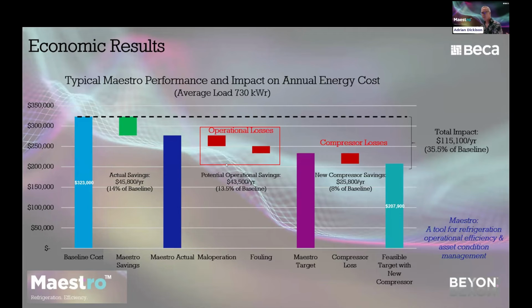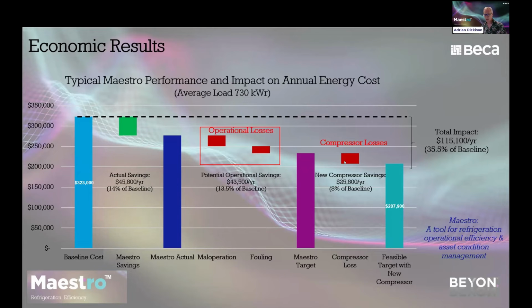However, with the insights that we get, we can see that there's almost the same amount of saving on the table just through correcting maloperation and fouling. Maloperation includes running on the wrong compressor, so running on the fixed speed compressor instead of a variable speed compressor at low loads, too many compressors running, air ingress, and fouling. Those two blocks make up those on the table available wins, and that would give us a Maestro target down here, which is something of order almost 30% savings.